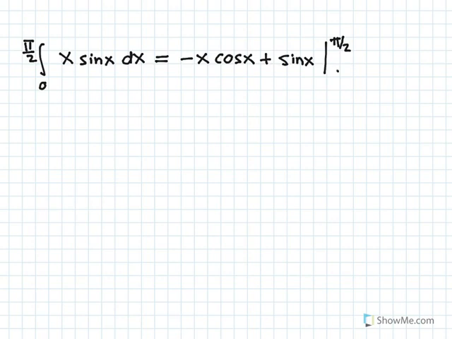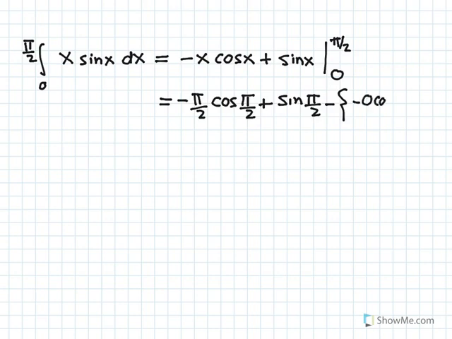Alright, so now let's plug in the upper limit and the lower limit. We get minus pi over 2 cosine pi over 2 plus sine of pi over 2, minus, plugging in the lower limit, minus 0 cos 0 plus sine 0. Now cos of pi over 2 is just 0. Sine of pi over 2 is 1. Cos of 0 is 1, sine of 0 is 0. So you have to memorize those results.